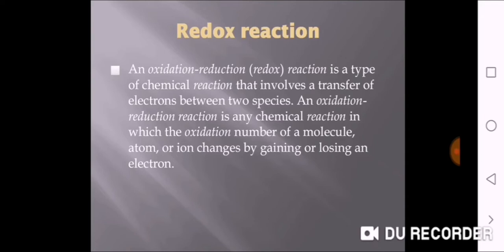Redox reaction. Redox reaction means where electrons transfer from one element to another. In redox reaction, oxidation and reduction occur. In oxidation, electrons are transferred, and in reduction, electrons are received by the other. Here we can say something about oxidation and reduction reaction. An oxidation and reduction reaction is a chemical reaction in which the oxidation number of a molecule, atom or ion changes by gaining or losing an electron.